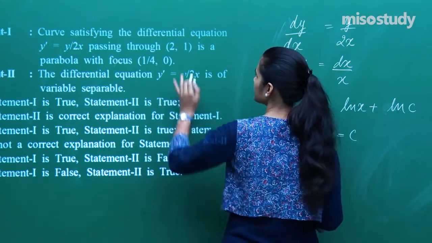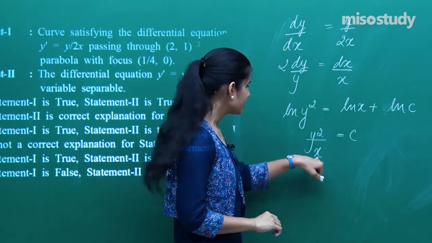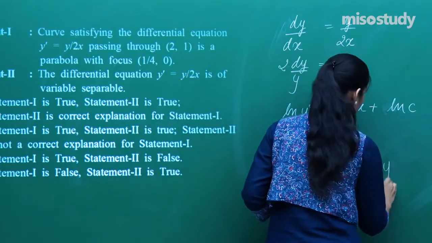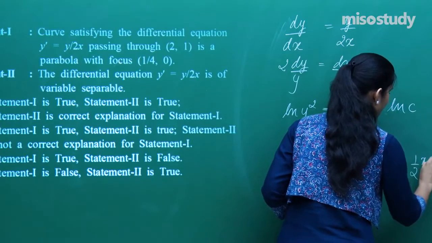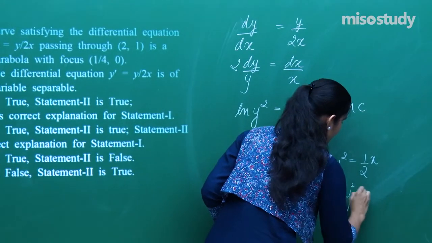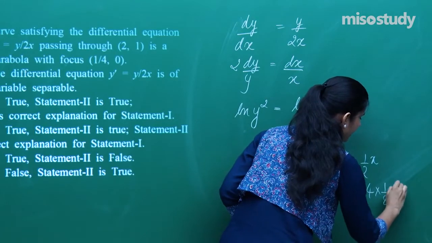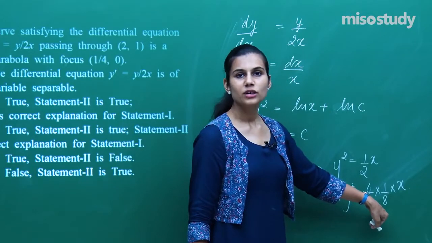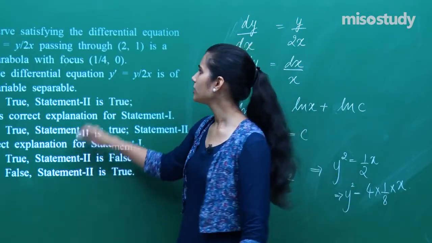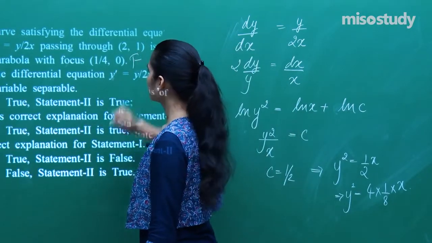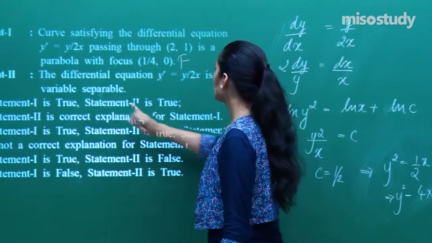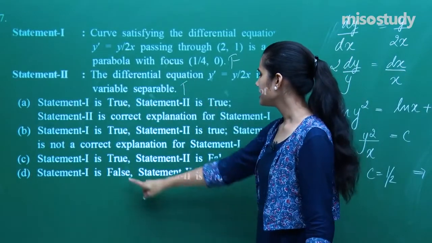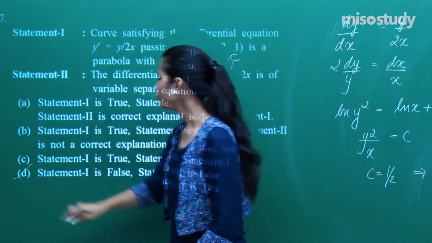Now over here you can see it is passing through (2, 1). When x is 2, y is 1, c is coming out to be 1 by 2. So you are getting y square equals 1 by 2x, which can be written as y square equals 4 into 1 by 8 into x, which is a parabola having focus as (1 by 8, 0) and not (1 by 4, 0). So statement 1 is false, and it is saying this differential equation y dash equals y by 2x is of variable separable type. So yes, it is. So I get that statement 1 is false, but statement 2 is true.